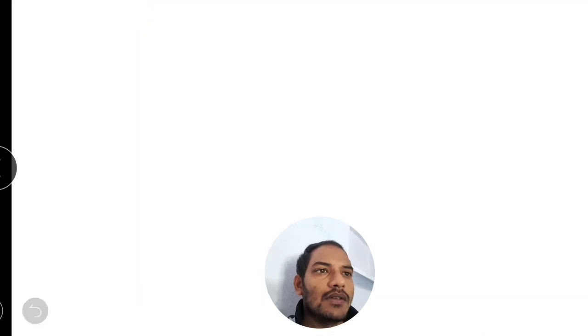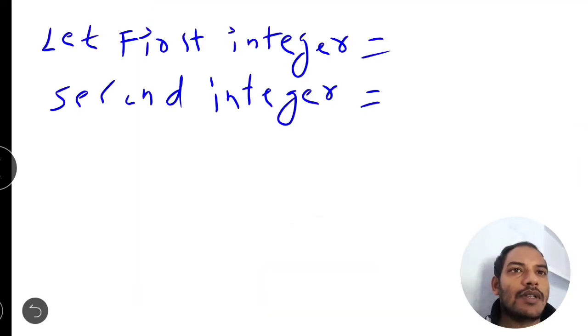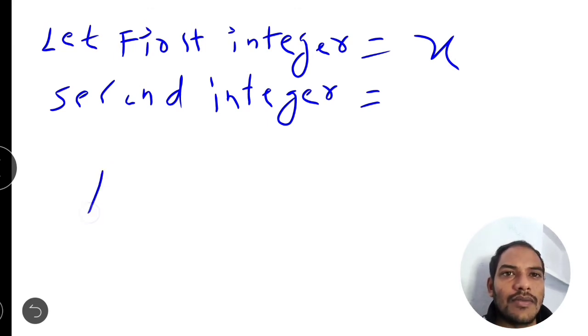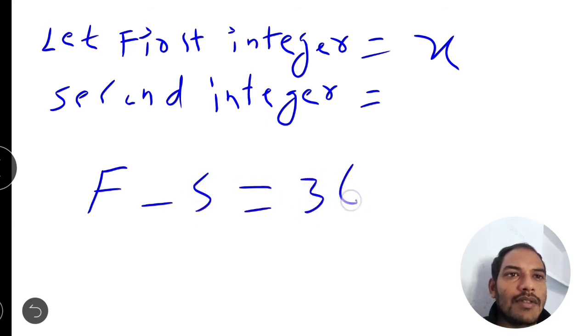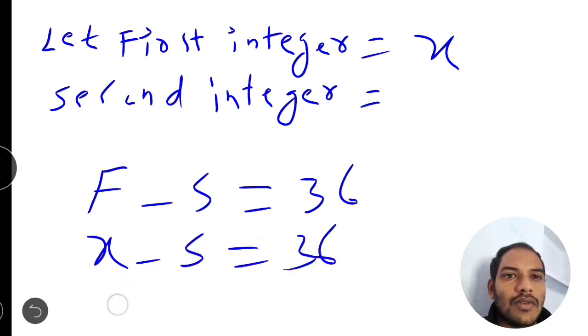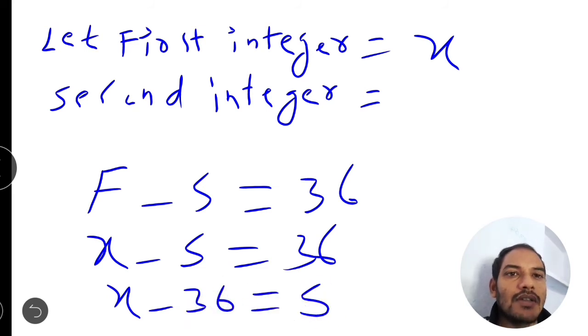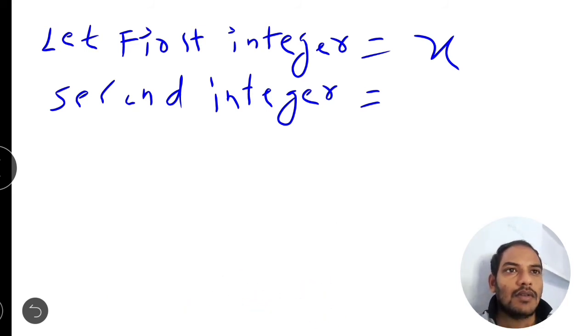So the difference between the two positive integers is 36. Let's take the first integer as x. The difference between the two integers is 36, so first integer minus second integer equals 36. The first integer is x minus the second integer, which we have to find out. So x minus 36 equals the second integer. Okay, so x minus 36 is the second integer.